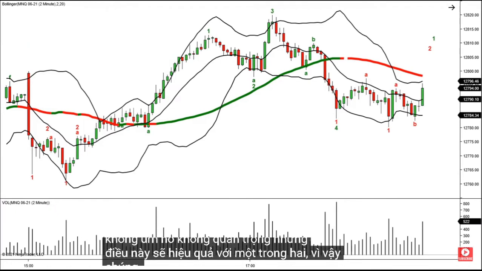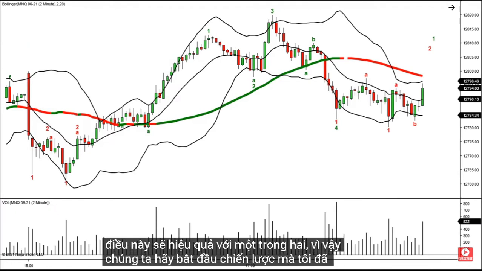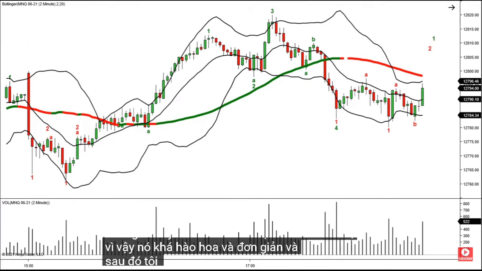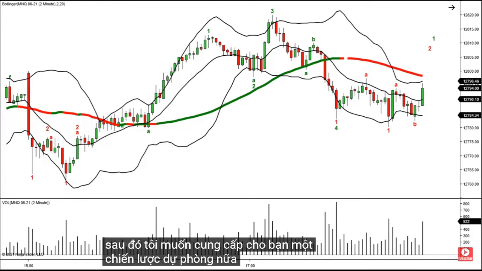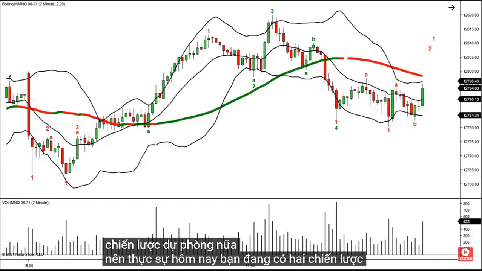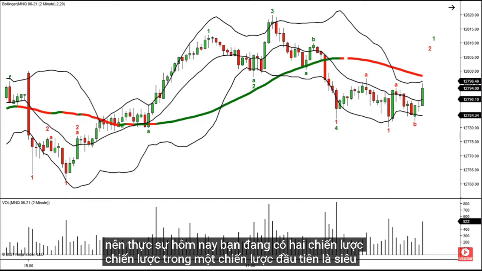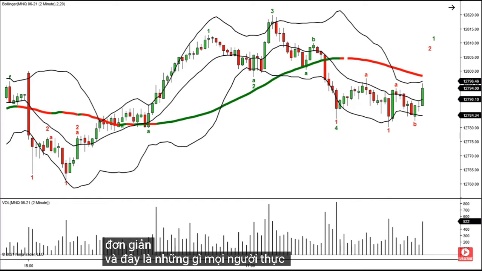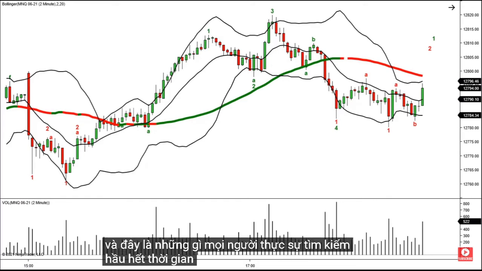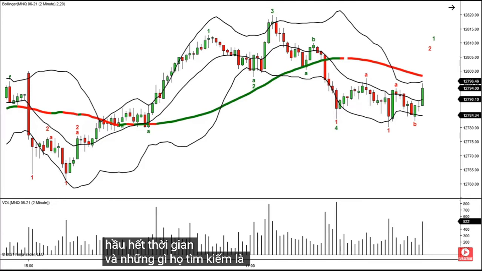So let's get to the strategy that I promised. It's pretty darn simple, and then I want to give you a backup strategy as well. So really today you're getting two strategies in one. The first one is super simple, and this is what people really look for most of the time. And what they're looking for is the bands to expand away from each other. Well, first of all, contract.